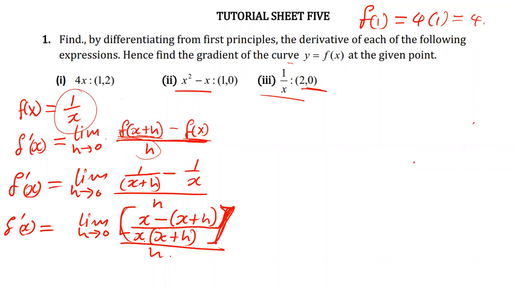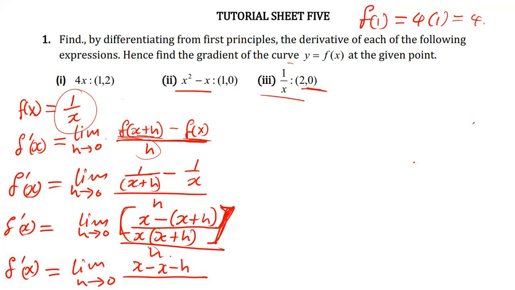So from here now, it's just a matter of simplifying. So we have f prime of x is equal to, before I do that, let me first open the brackets on top there. So I'm going to have something like this: the limit as h approaches 0. So this will be x minus times x there to be minus x. This minus times h to be minus h. Then I'm going to divide everything by.